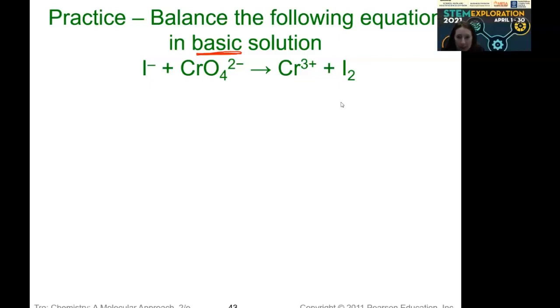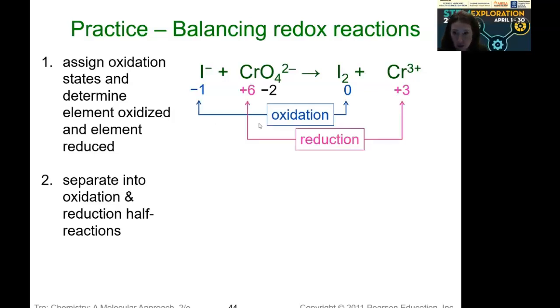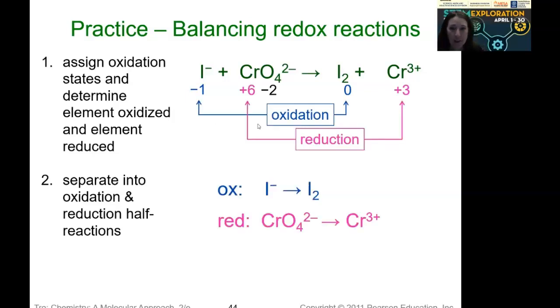Alright, let's try it. First thing, assign those oxidation states. And anytime throughout this, if you get stuck on anything or have any questions, just please let me know and I can clarify. So we can see our iodine went from a -1 to a 0. So it became less negative, more positive. So it's oxidized. Our chromium went from a +6 to a +3. So it became more negative, meaning it gained electrons. So it was reduced. Then we're going to separate them based on oxidation and reduction, right? So separate our variables, I's in one, Cr's in the other.